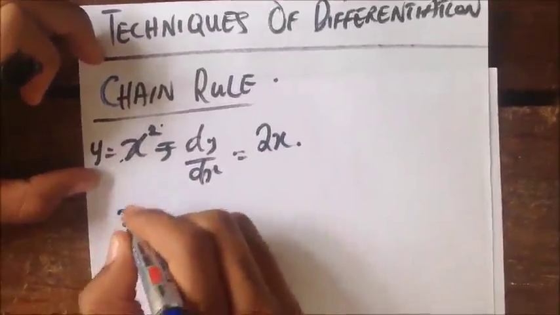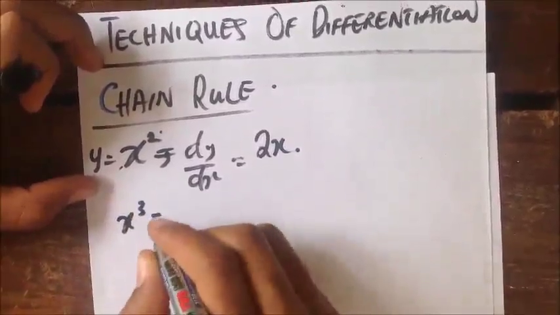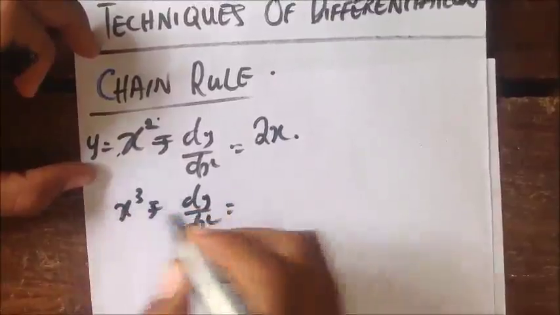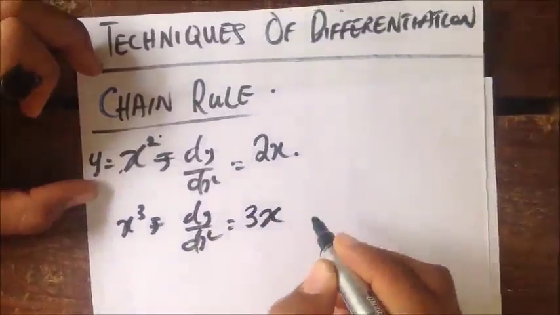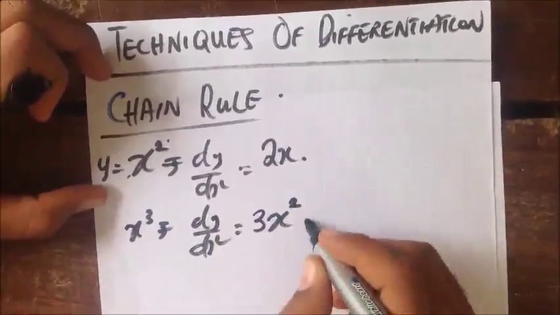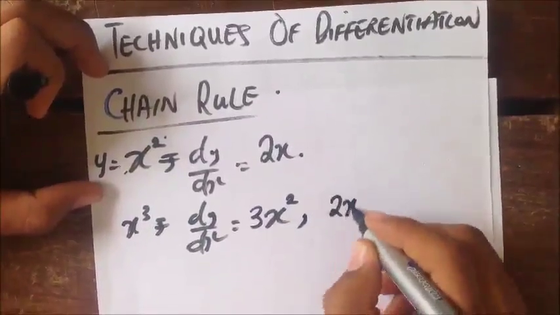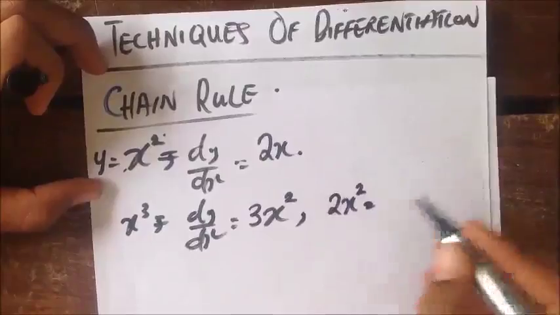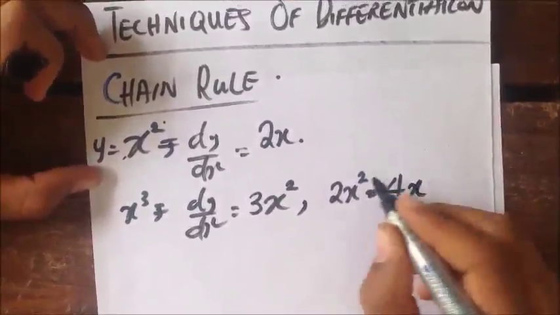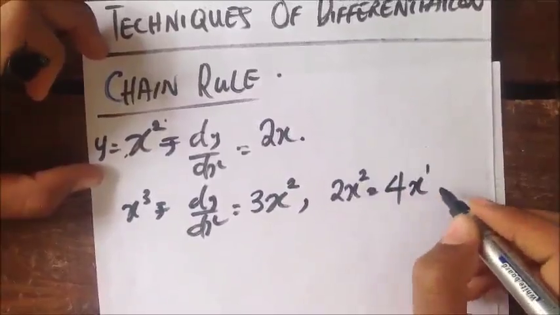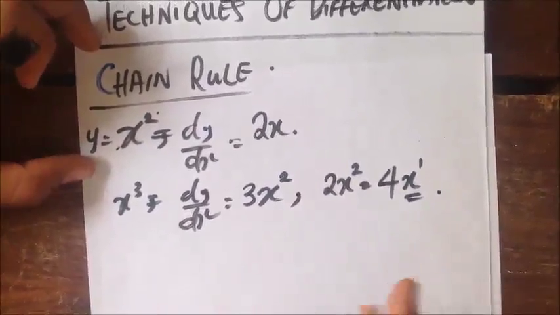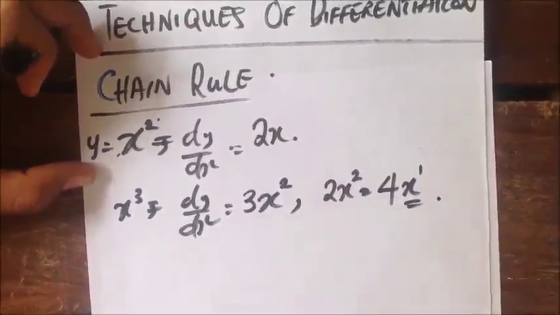Also, if I have x cubed, then dy/dx of x cubed is going to be: I bring my 3 down, 3x, subtract 1 from my power, so this is going to be 3x squared. Finally, if you have something like 2x squared, I bring my 2 down, multiplying the coefficient, so it's 4x, 2 minus 1, power 1, so just 4x. So this is how we differentiate, and this is what first principle led us to.